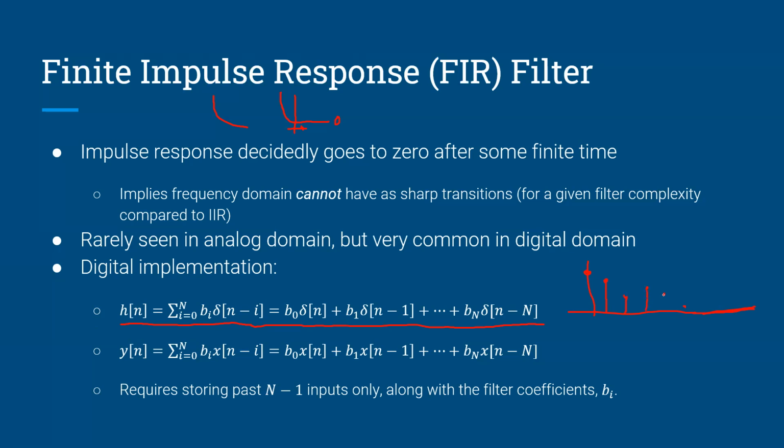And again, we're using the Kronecker delta here, so that's why these aren't little infinite spikes. So this would be the H, and this would be N.